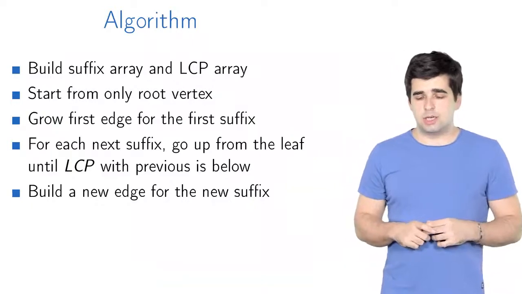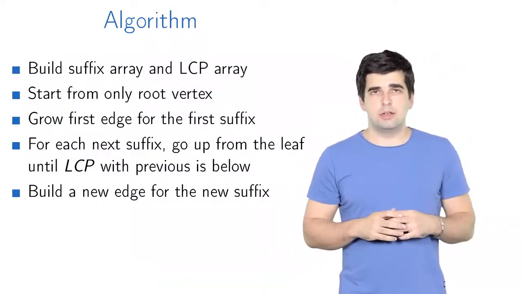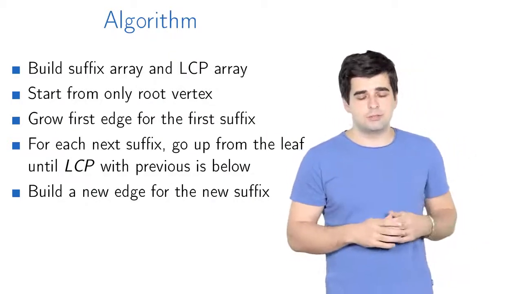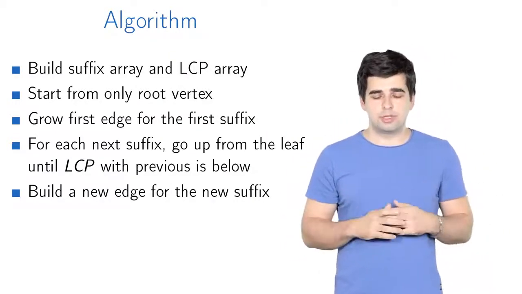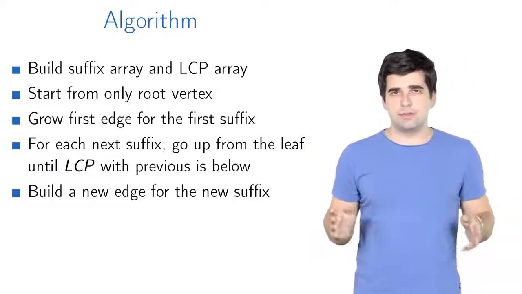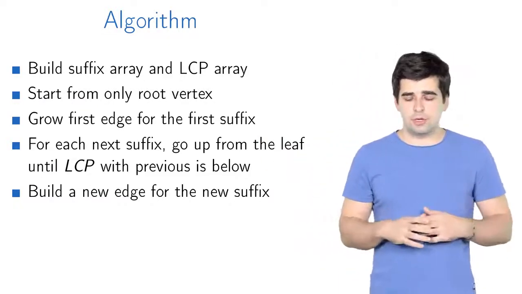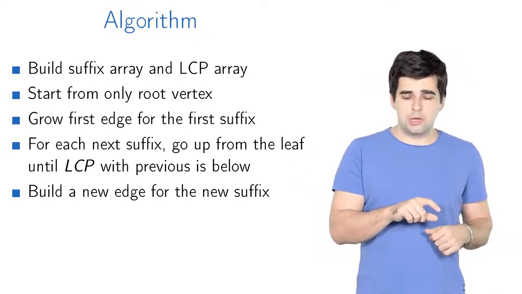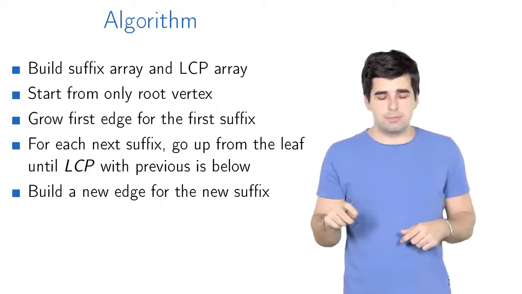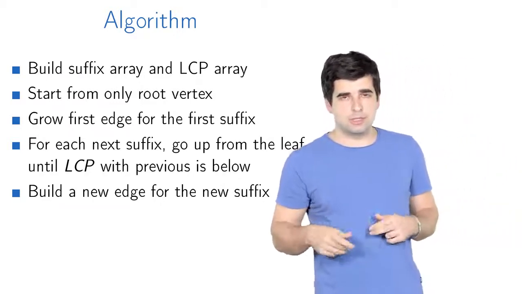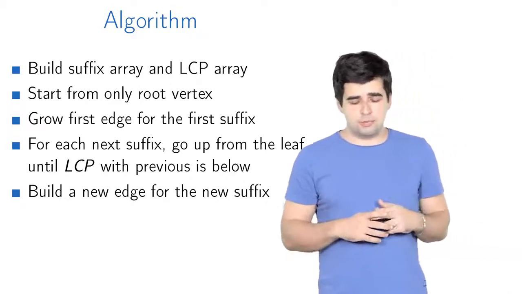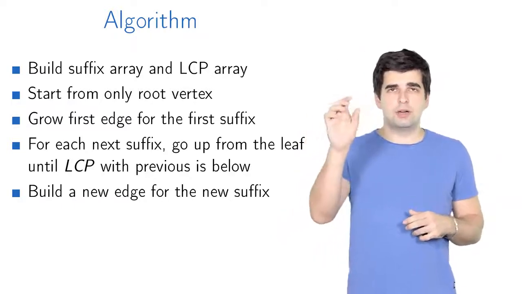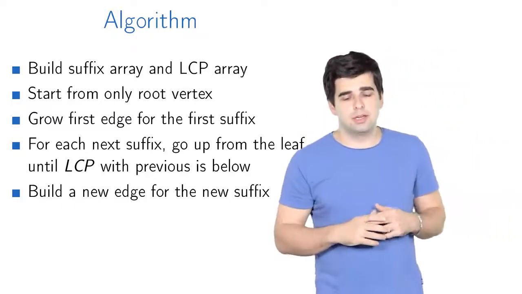To repeat, to build the suffix tree from scratch, we first build the suffix array and then build the LCP array from that. We start building the tree from only the root vertex. We grow the first edge for the first suffix just from the root. And then for each next suffix, we're sitting in the leaf we've just built for the previous suffix. We go up from the leaf until we jump higher than the LCP with the previous suffix. And then we build a new edge and a new leaf for the new suffix, and maybe, depending on where we are in the tree, we need to subdivide the current edge.